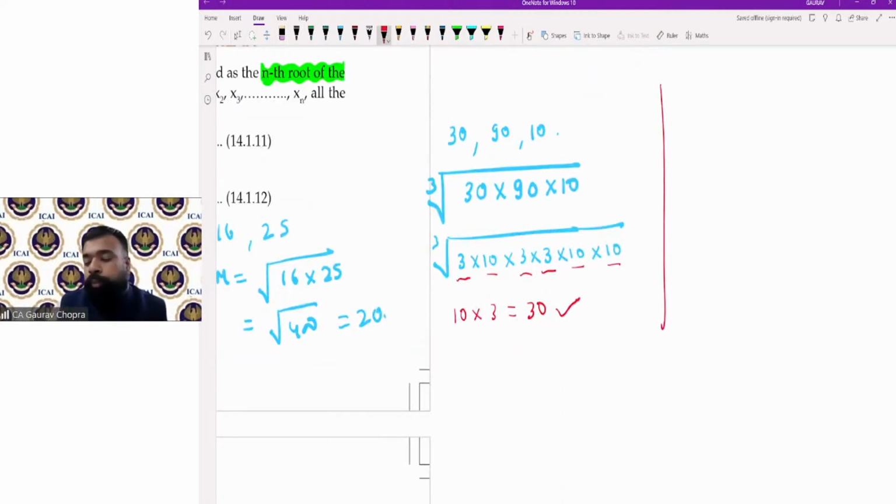Now you have to calculate the geometric mean of 100 and 144. What will be the answer for these values? Two values are given, 100 and 144. Find the geometric mean. It's very easy. Everyone can answer this.